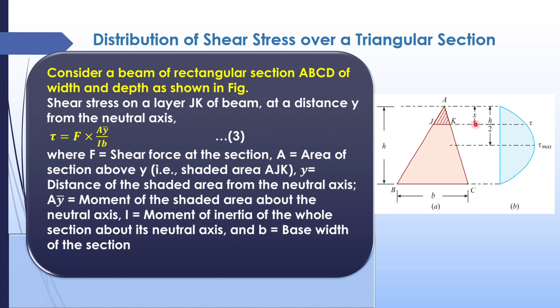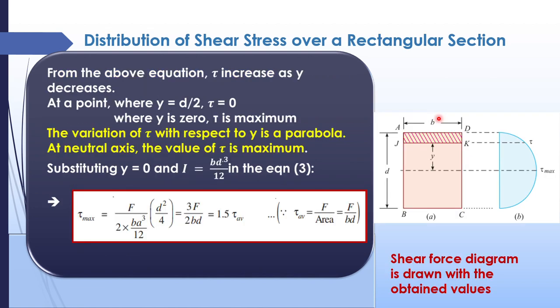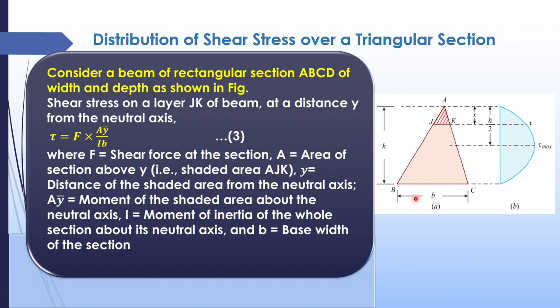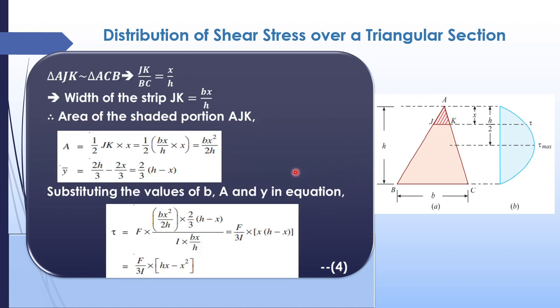What is b? b is the base of the strip we are taking. The base of the strip is bx by h. For the case of a rectangle, it was b itself. Why? Because it was an entire uniform length. Here also it is b, here also it is b. But for a triangle it changes. Here it is b, but for our strip which we are considering, the b is nothing but bx by h.